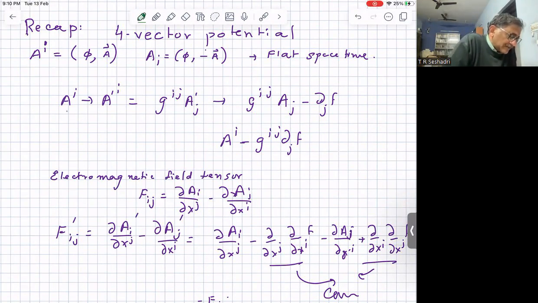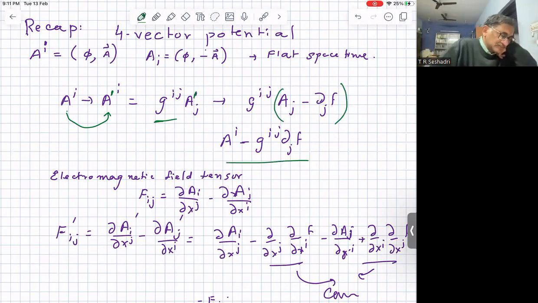Now I do a gauge transformation, A^i going to A'^i. Remember that this A to A' is not a coordinate transformation. It is a gauge transformation, so there is nothing like g'_{ij}. So g_{ij} remains g_{ij}. So g_{ij} A'^j is equal to g_{ij} A^j minus this thing. Okay, and this is equal to this. So this is the gauge transformation.